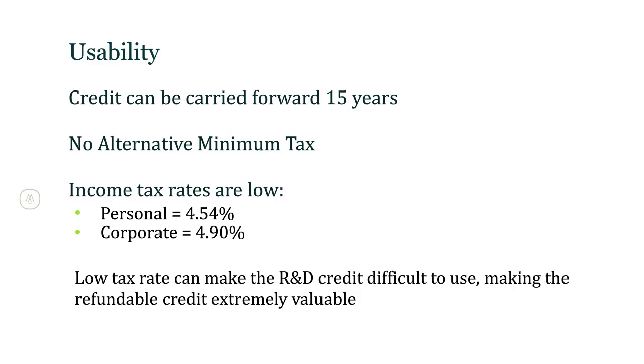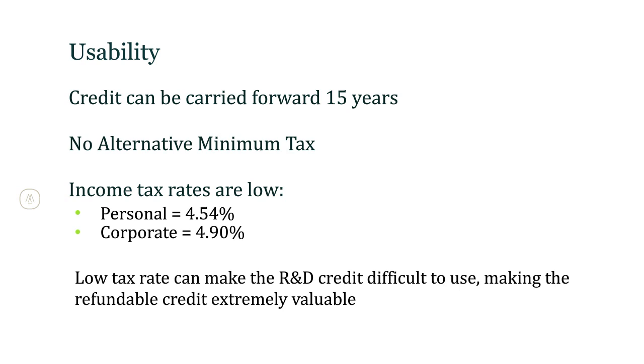All right, so now we're going to talk about usability of the credit. And what this refers to is, it's one thing to have a credit on your return. It's another thing to be able to use that credit to reduce the amount of tax you owe. And so Arizona has a fairly usable credit. And for situations where the credit's not usable, it carries forward for 15 years, which is a long time. So you've got up to 15 years to be able to use that credit before you lose it.